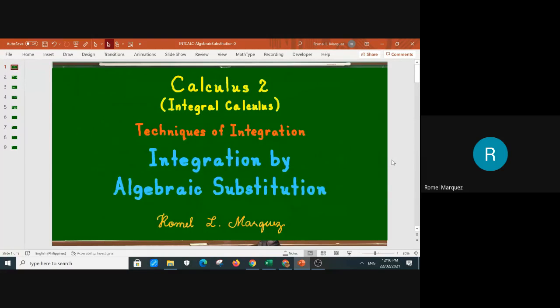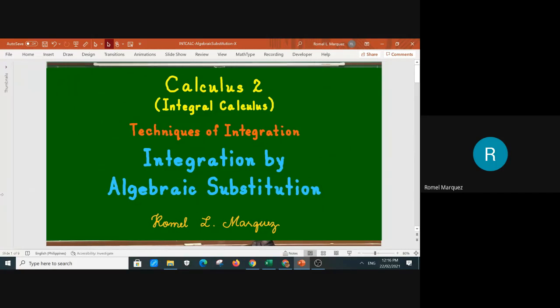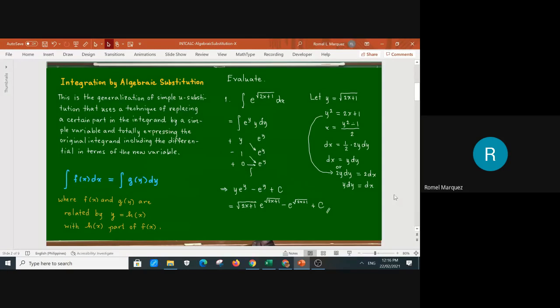We are still on techniques of integration, in particular, integration by algebraic substitution. To recall, guys, this technique, integration by algebraic substitution, is the generalization of the simple use of substitution. And this technique uses the integrand, including the differential, in terms of the new variable.